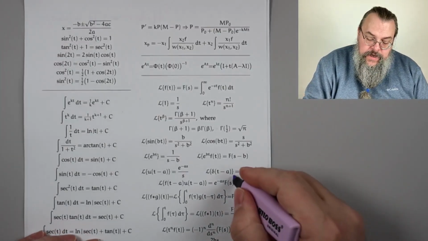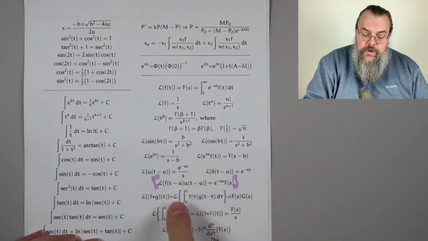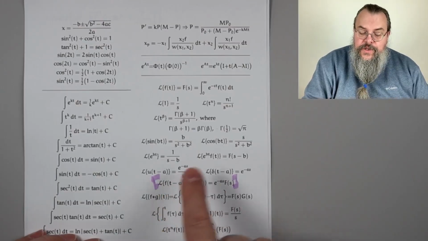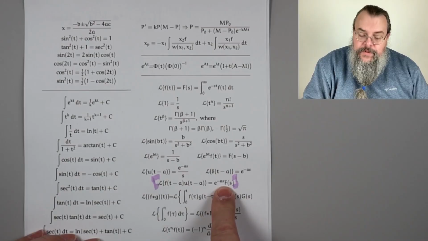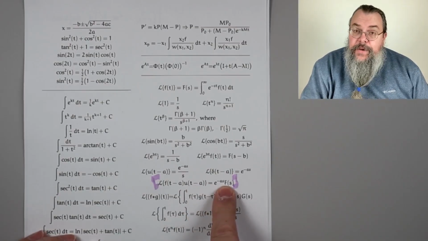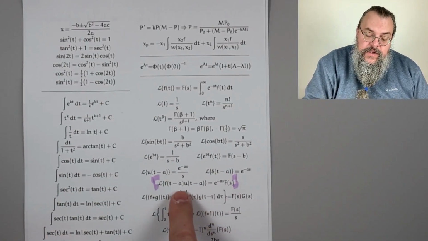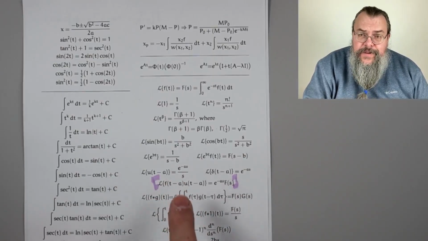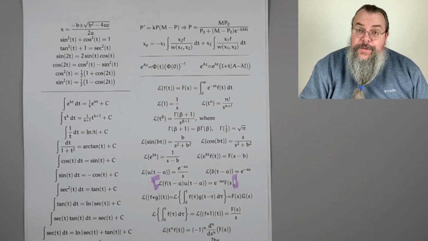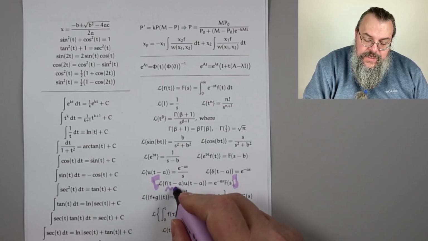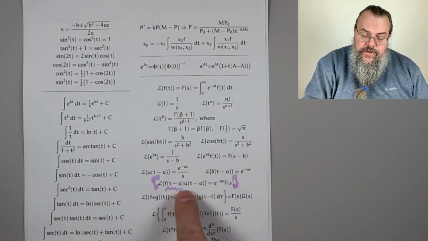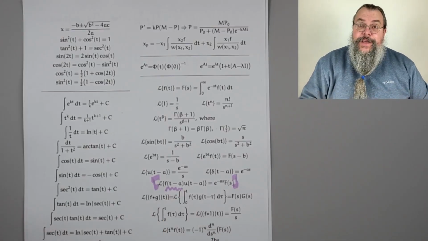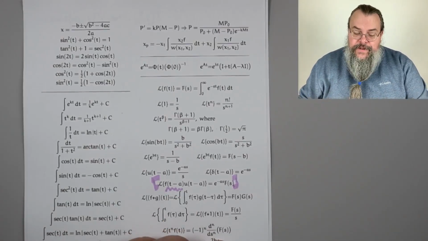Namely, we have this rule that says if you have a u of t minus a times a function, you can handle it in the following way. Namely, you'll get an e to the minus as, and then you'll have Laplace transform of f of t. Not f of t minus a, but f of t. So where do we begin? Well, the key is we want to make sure that what's attached to u of t minus a looks like a function of t minus a.